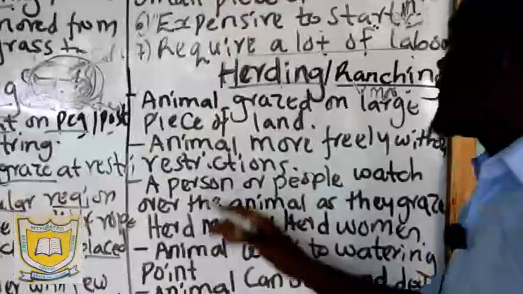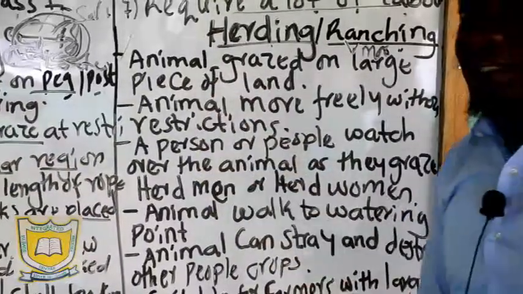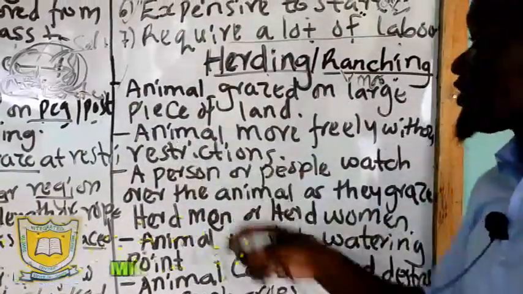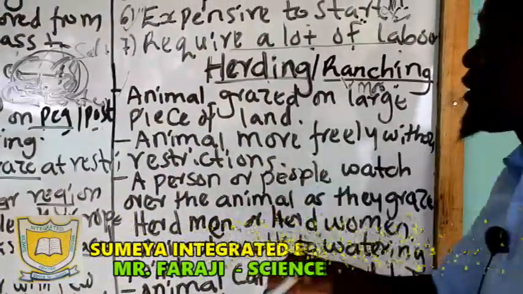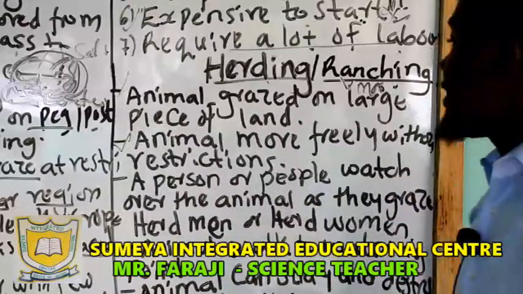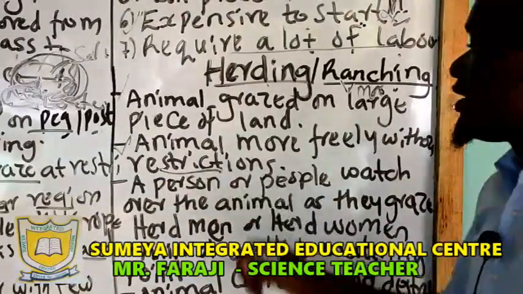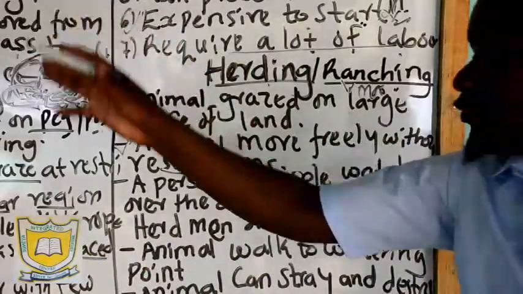Number one, the animals are grazed on a large piece of land. We take the animals to another land so that we give them a chance to feed on the grasses freely. Number two, the animals move freely without restrictions. There is no restriction. The animal can feed anywhere it needs.